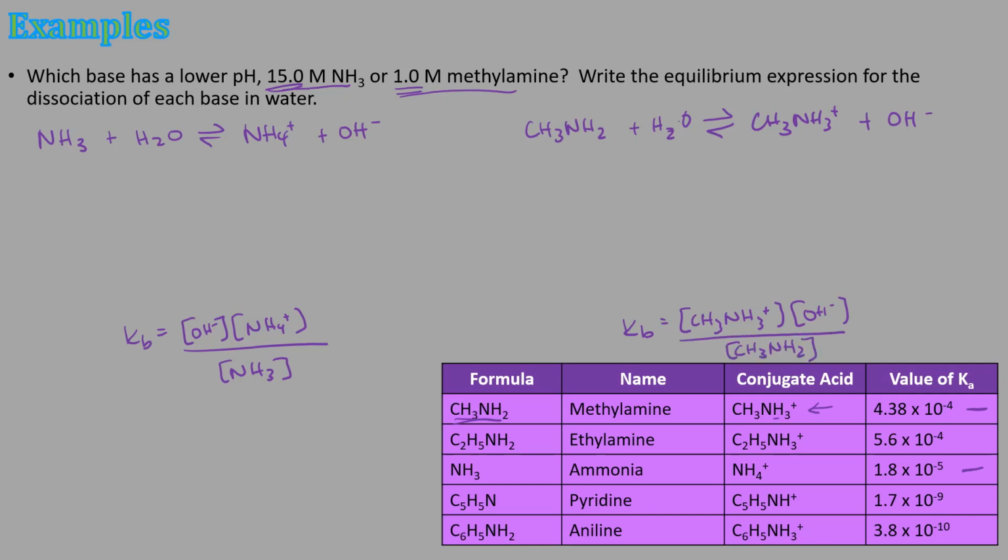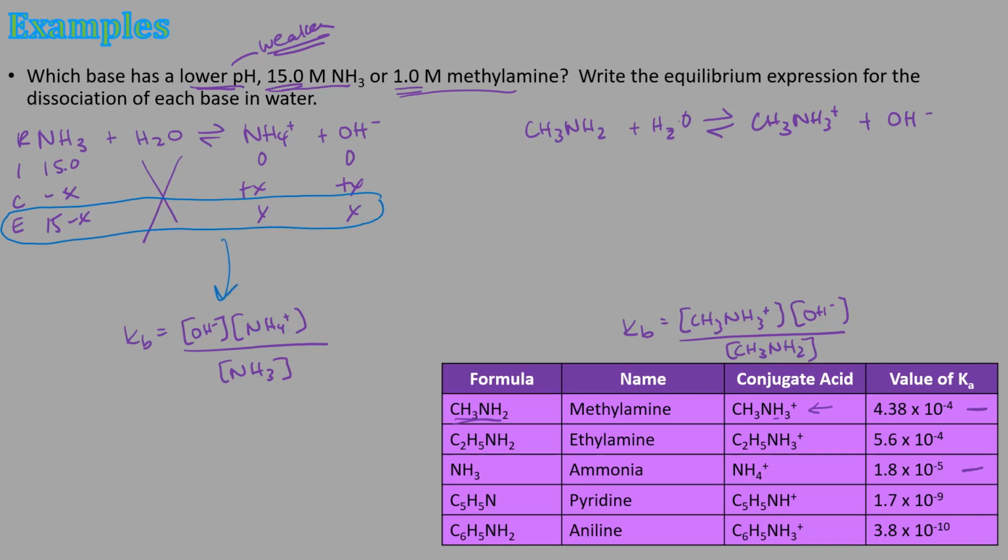To find out which one actually has a lower pH, which means it's a weaker base, I'm going to look at the RICE table. I've got 15 molar NH3. Water can be eliminated from this, and this is 0 and this is 0. Then I plug these values into my Kb. I get x times x divided by 15 minus x, and that's equal to 1.8 times 10 to the negative fifth.